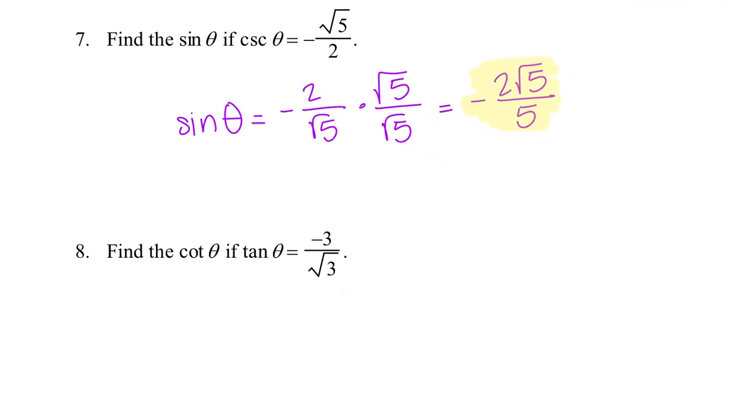Same thing with number 8. Cotangent is the inverse of tan. So all you have to do for this one is the reciprocal, negative square root 3 over 3, and I don't have to change anything here. This would be my answer.